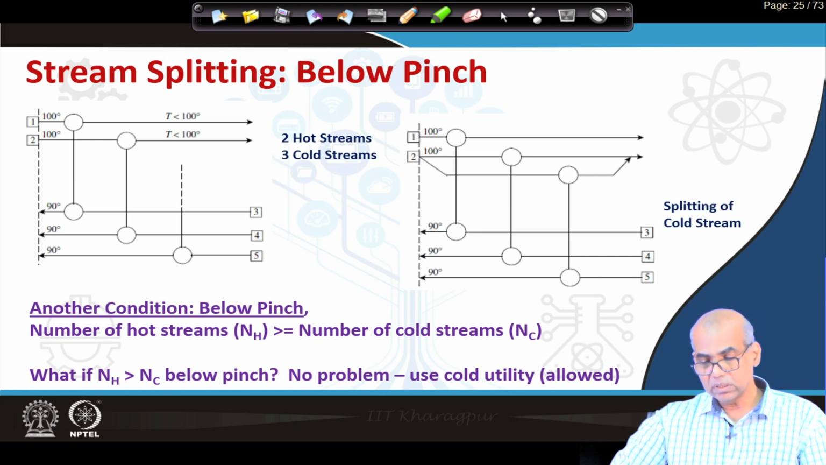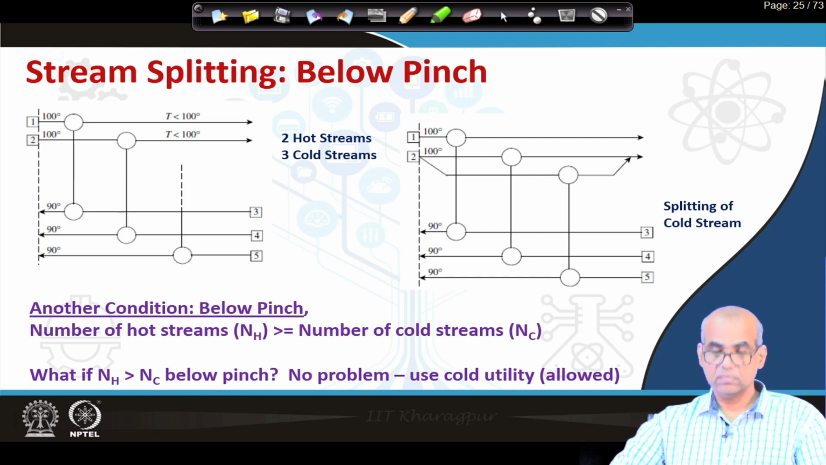You are allowed to use cold utility in the region below the pinch. So, if you have more number of hot streams than cold streams, then that is not a problem, because you can always use cold utility.